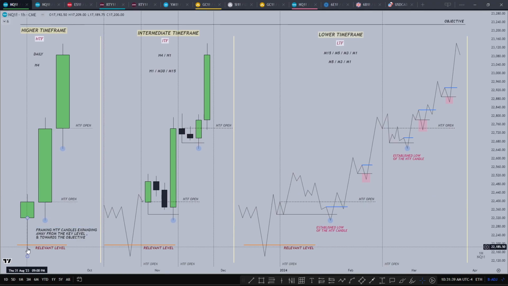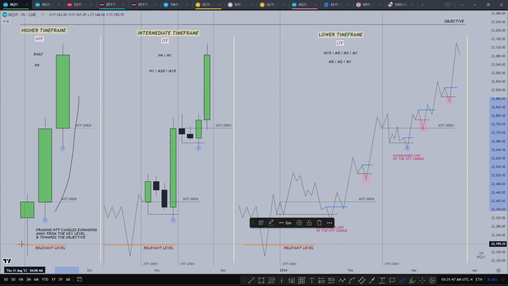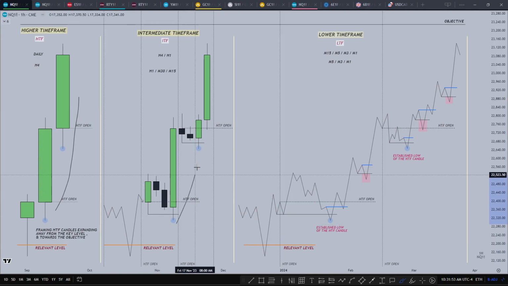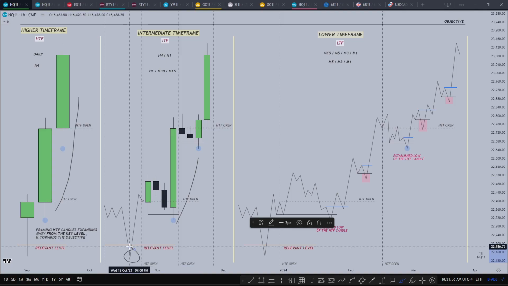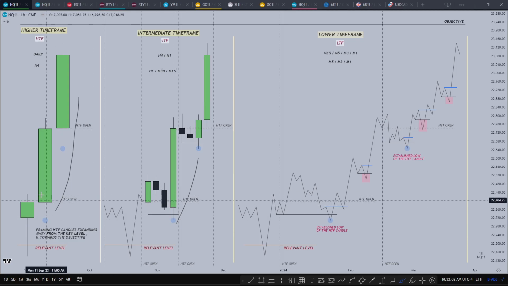See, after price hits a relevant key level and displaces away from it, only then you wanna frame entries away from it. When price hits a relevant key level, displaces away from it, only then you wanna frame entries away from it. When you can trust this. Vice versa for any singular high time frame candle as well.